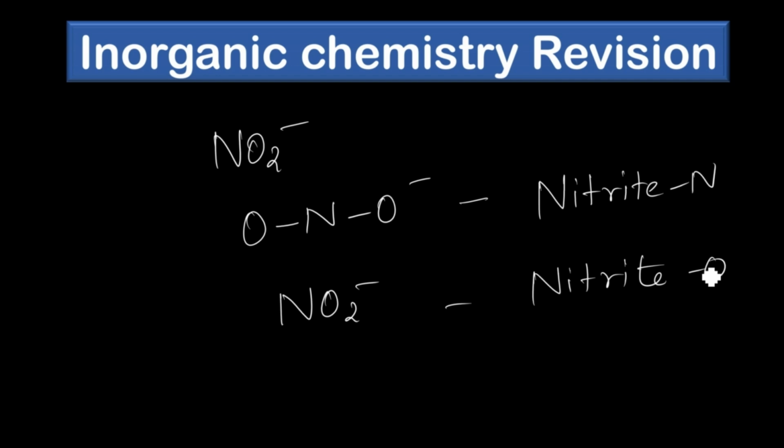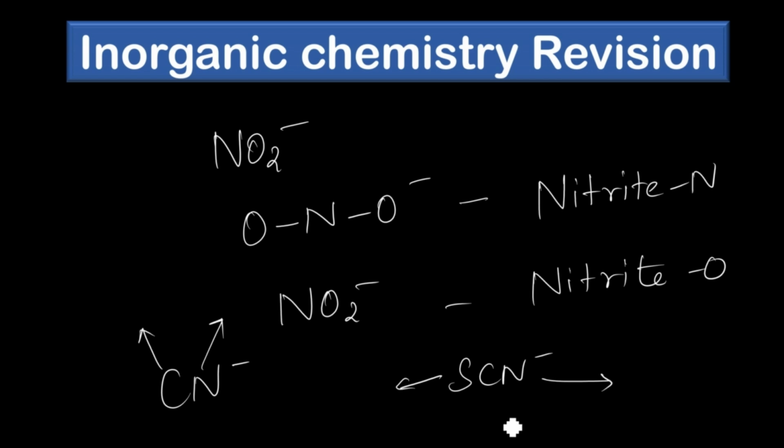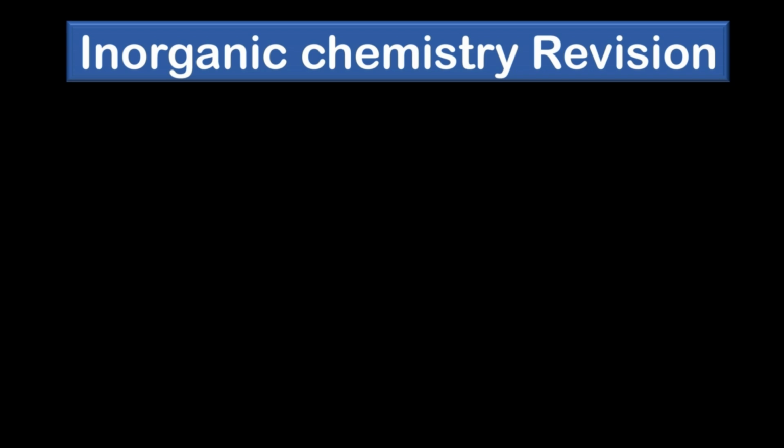What else? Another ambidentate ligand is cyanide. C can donate, N can also donate. If C is donating, then it is cyano. If N is donating, then it is isocyano. Similarly, SCN: S and N both can donate. One is thiocyanato, and if it is NCS, then that would be isothiocyanato. Okay, so these are some important ambidentate ligands.